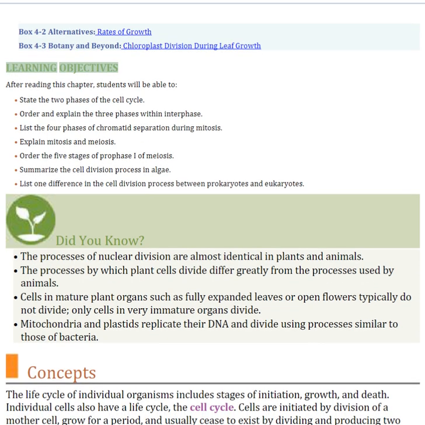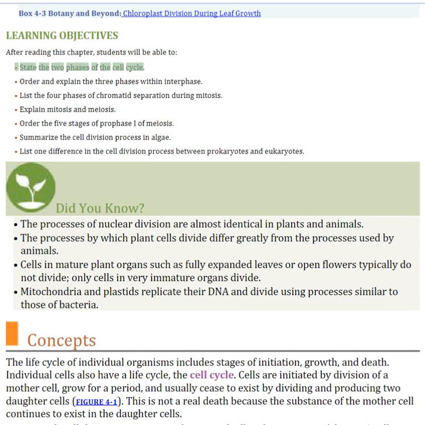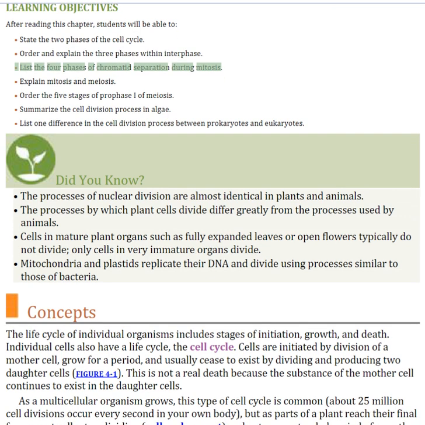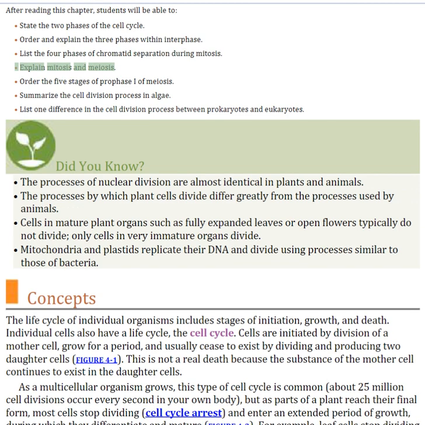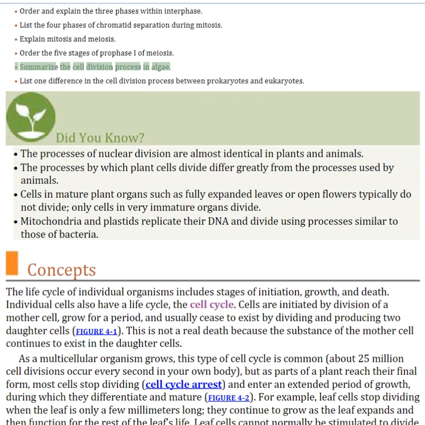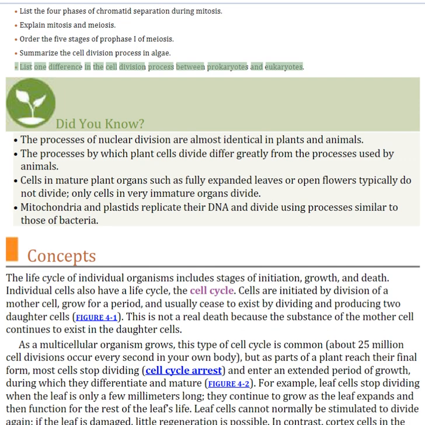Learning Objectives. After reading this chapter, students will be able to state the 2 phases of the cell cycle. Order and explain the 3 phases within interphase. List the 4 phases of chromatid separation during mitosis. Explain mitosis and meiosis. Order the 5 stages of prophase I of meiosis. Summarize the cell division process in algae. List 1 difference in the cell division process between prokaryotes and eukaryotes.